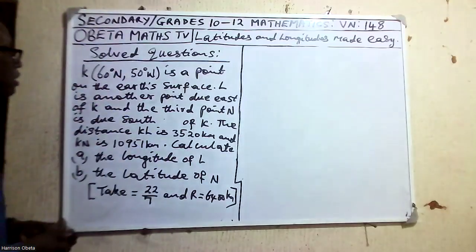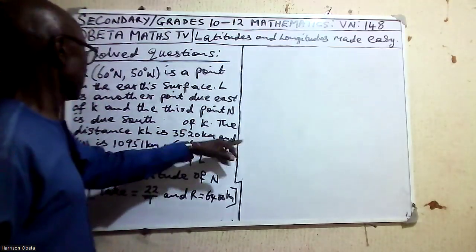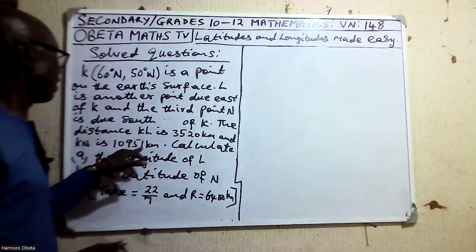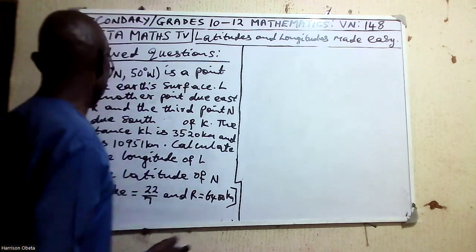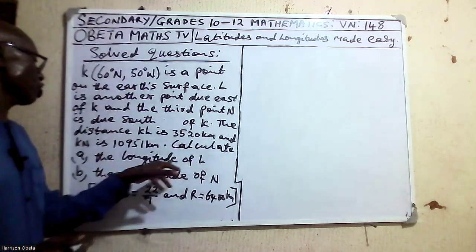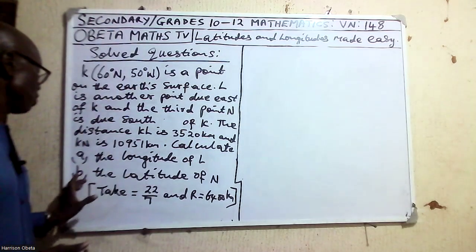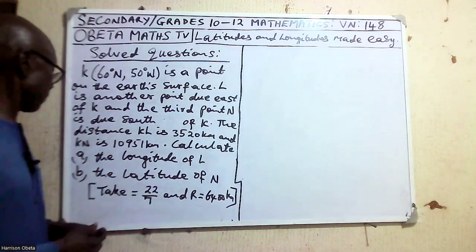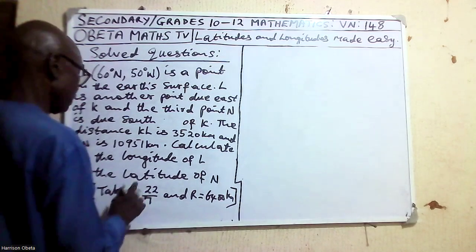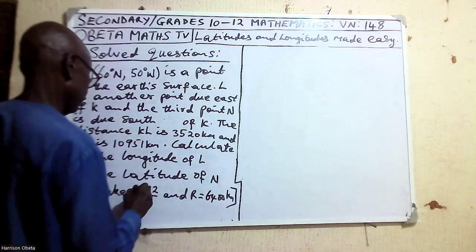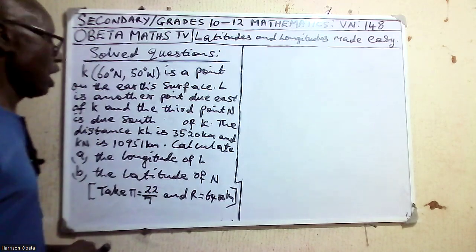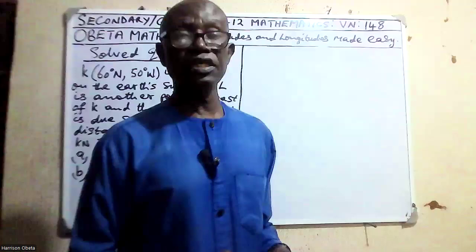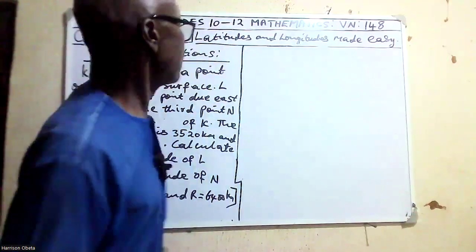The distance KL is 3520 kilometers and KN is 10951 kilometers. We have to calculate A, the longitude of L, and B, the latitude of N. We have to take pi to be 22/7 and R, the radius of the Earth, to be 6,400 kilometers. So we start.